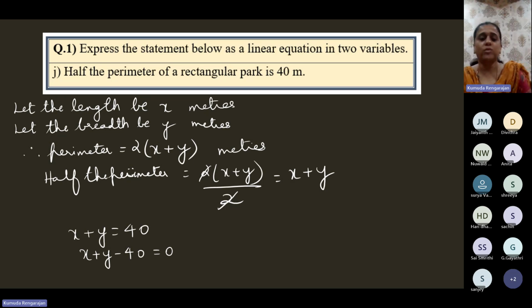Length X, breadth Y. Perimeter 2 into L plus B, 2 into X plus Y. Half the perimeter, divide by 2. So 2 and 2 get cancelled. So half the perimeter is X plus Y, and that is 40. So X plus Y is equal to 40, or X plus Y minus 40 is equal to 0 is the required equation.